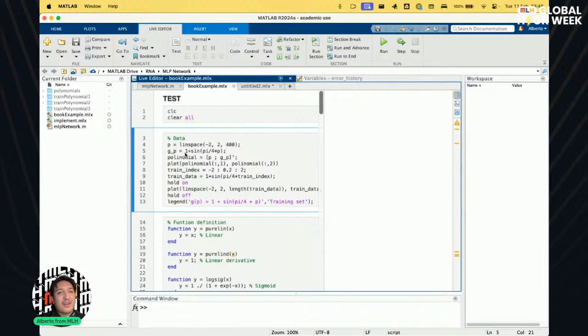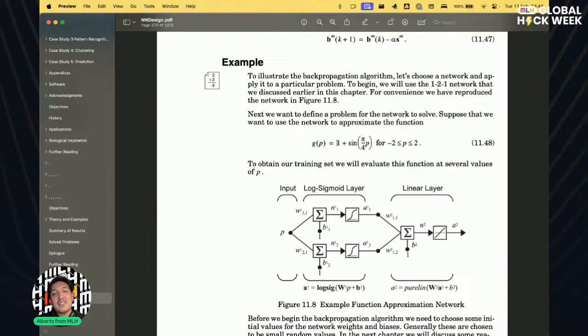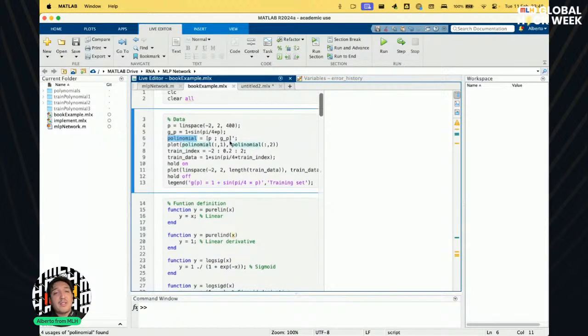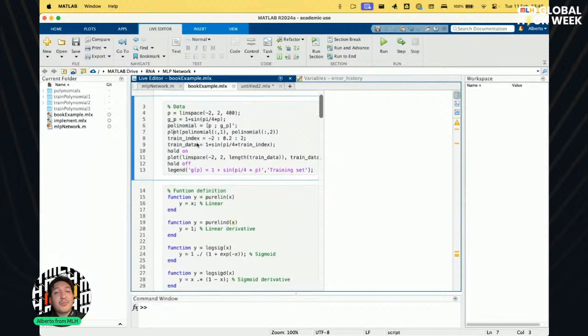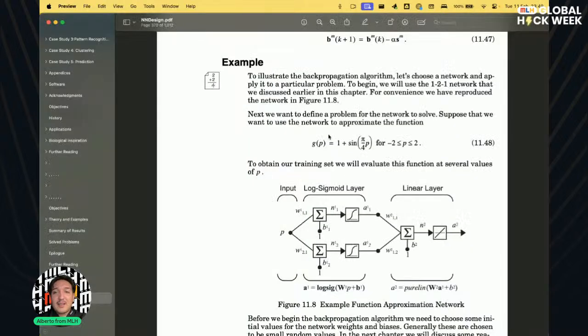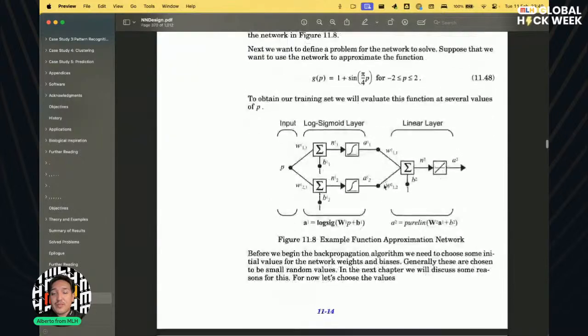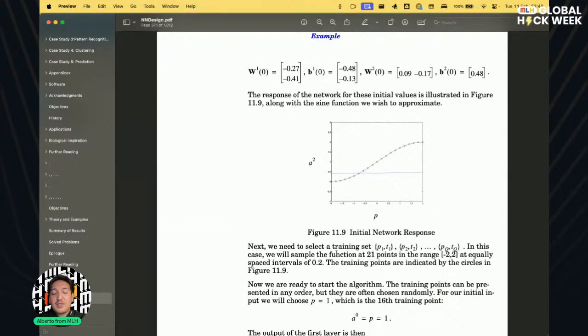Then we create our g of p, right? Our g of p is 1 plus the sine of pi p divided by 4, multiplying p, which is the independent variable. So p is our value. We have 400 values of p, so we will have 400 values of g of p. Now we create a polynomial, which is just the array of these two, and we plot it. We also need train data for the future, right? In this case, they mentioned that the train data will be 21 values here.